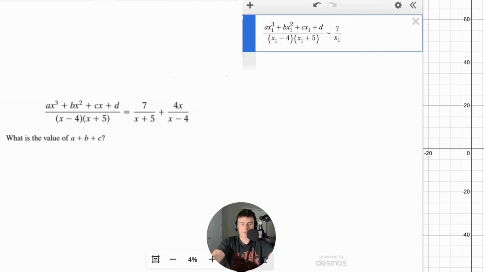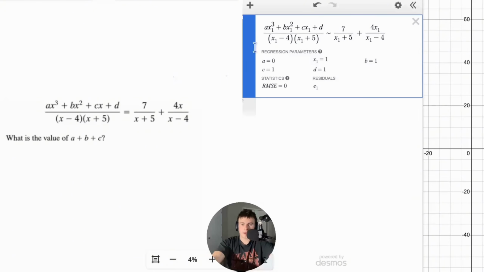Okay, so 7 over x1 plus 5 plus 4x1 over x1 minus 4. By the way, make sure to check you typed it in properly, because if you typed it in wrong, you're just going to be cooked immediately. Just double check. Okay, I'm good here. Now, the issue is I typed it in and I got 0, 1, 1, 1, 1. That is always a bad sign. My issue here is Desmos does not have enough information to solve for a, b, and c.